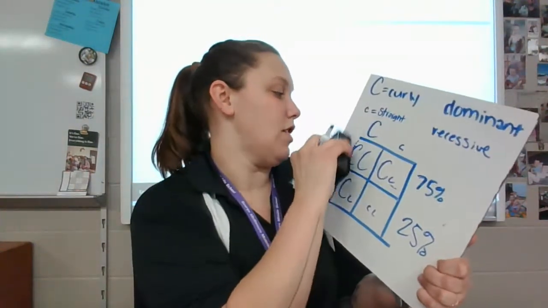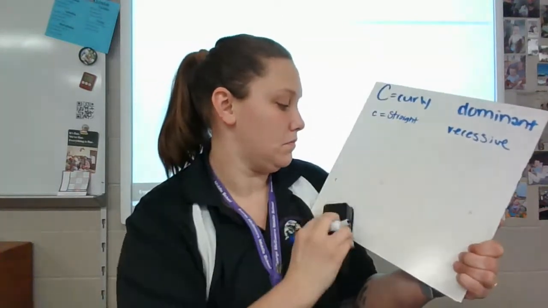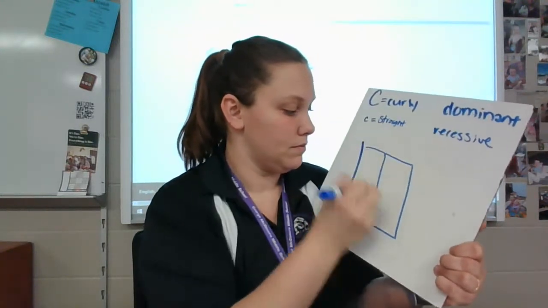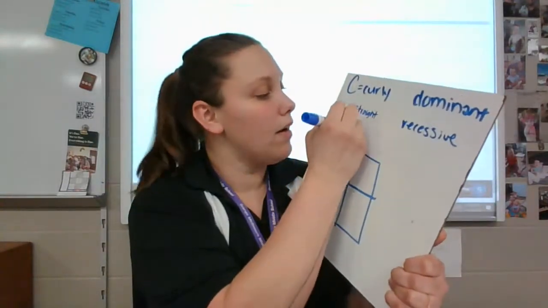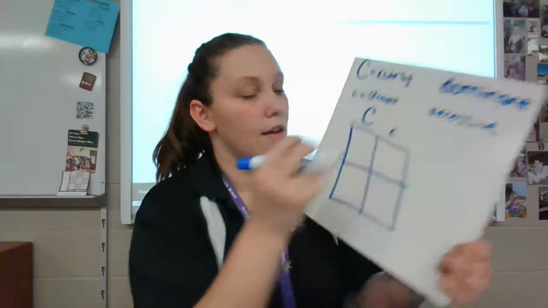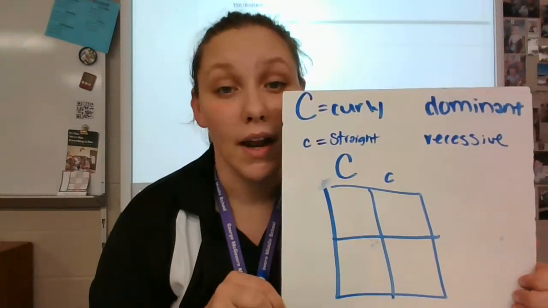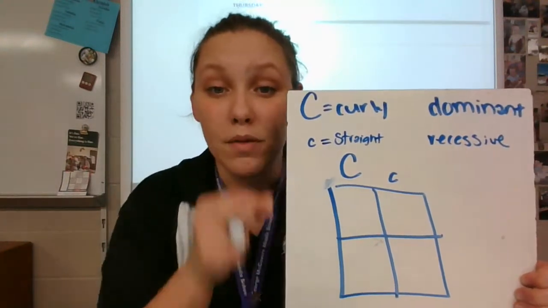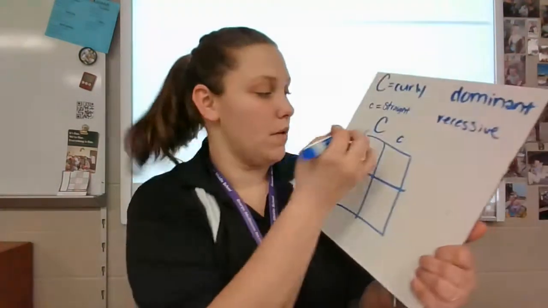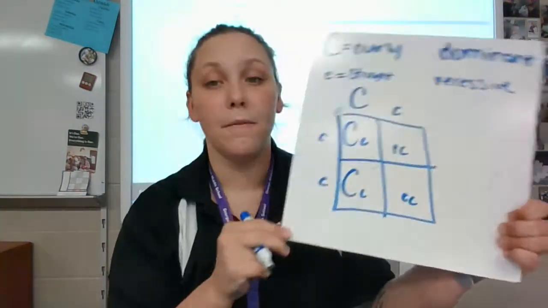Now, we'll change it. I have to redraw my box. Now, dad's still going to have curly hair, but mom's going to have straight hair. Since mom has straight hair, she has no dominant allele, so both of hers are going to have little c's. Now when we do it, the numbers are going to be a little bit different. Capital lower, lower, lower, capital lower, lower, lower.